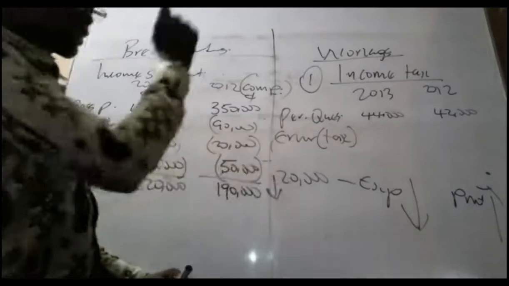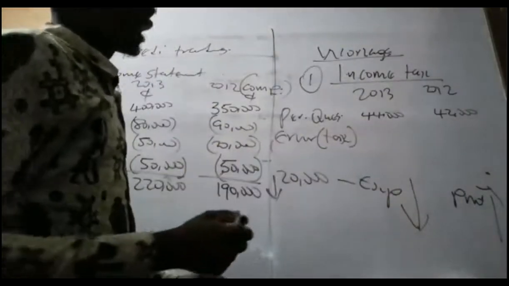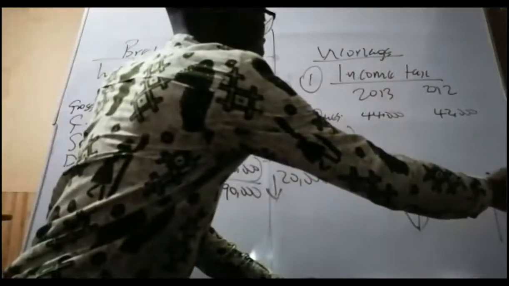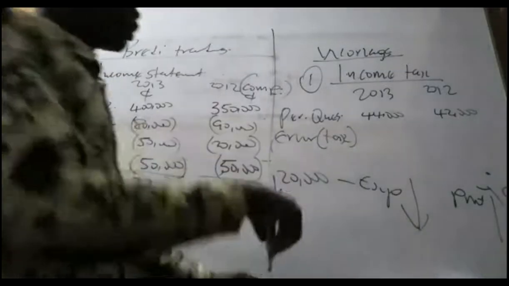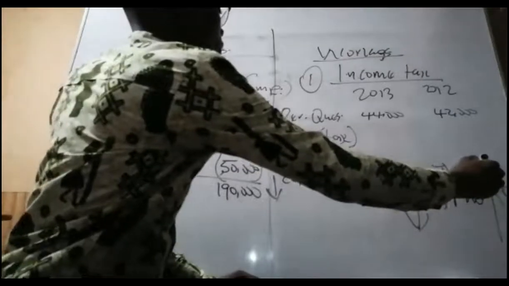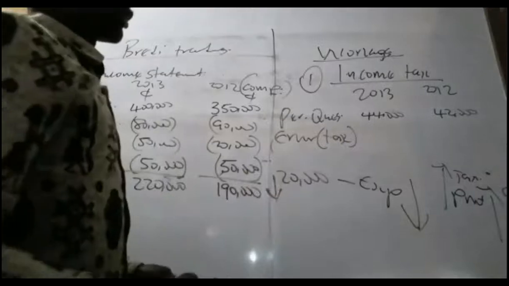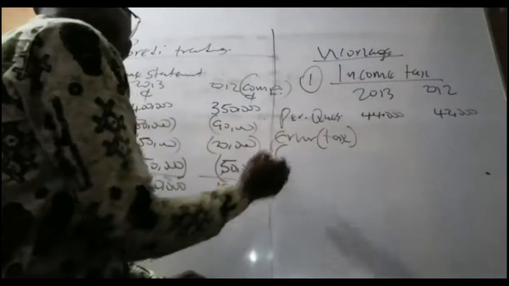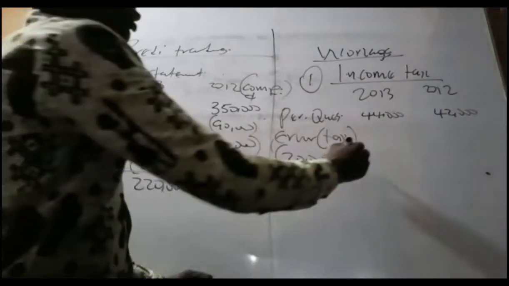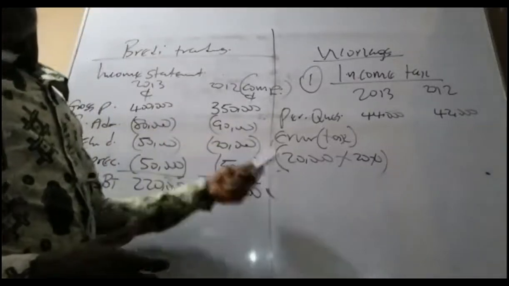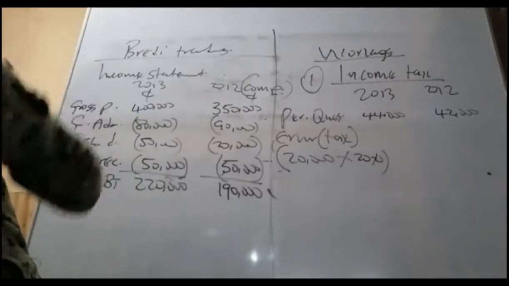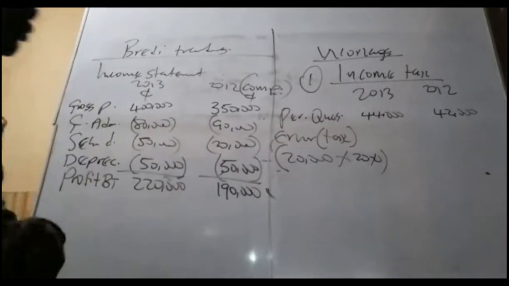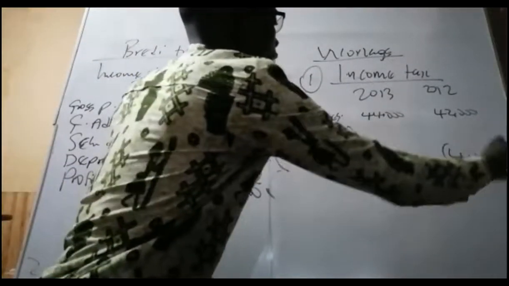So because of this expense, our profit has gone up and that's exposed us to tax. We've made a huge provision of tax. So our tax also has gone up. Therefore, to correct it, we have to reduce the tax. So open a bracket, tell the examiner that is 20,000 times the tax rate. The tax rate is what? 20%. So 20,000 by 20% will give us 4,000. That means you have to subtract 4,000 from it.